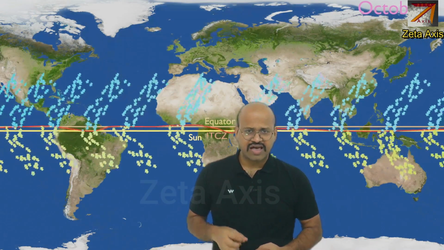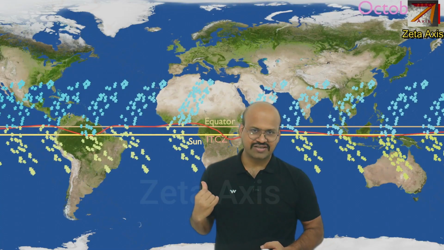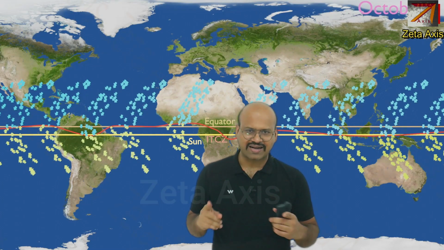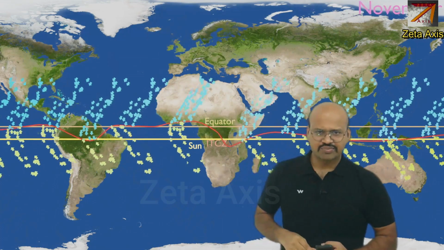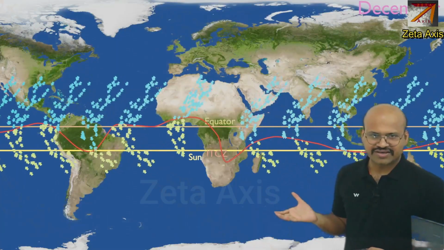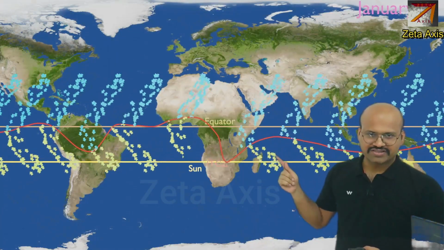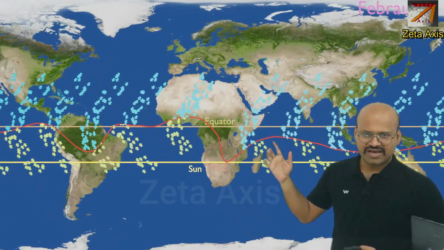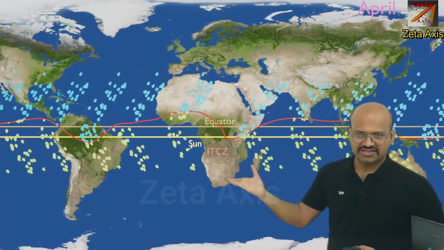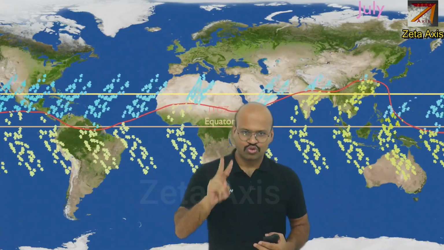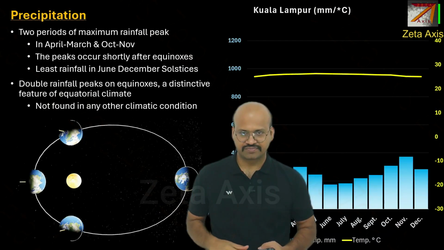Here is the actual view of the ITCZ. The ITCZ that we saw in the last image was a flat line, which is an idealized condition, but in real life the ITCZ is distorted like this red line, and the movement is somewhat like this. Here we can see that the wind is moving from both hemispheres and merging at the ITCZ, and then it will rise up to give rainfall in this region. So as the sun moves, the ITCZ also moves, and it will cross the equator twice, giving the equatorial region two peaks in a given year.